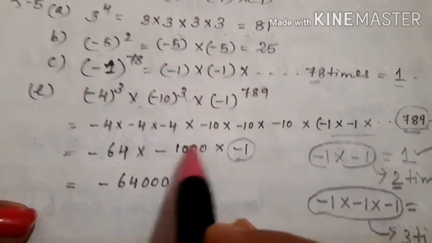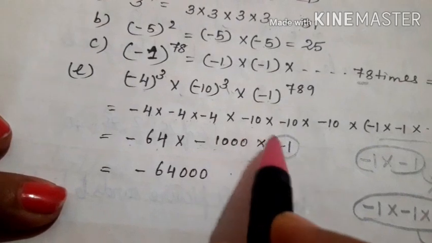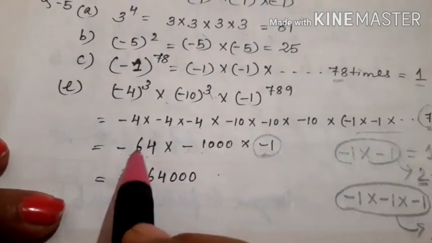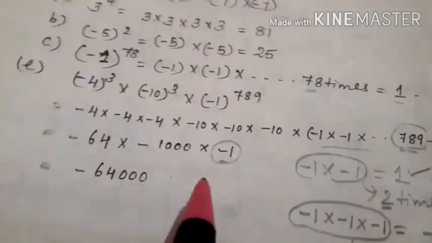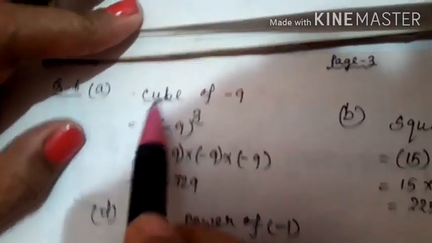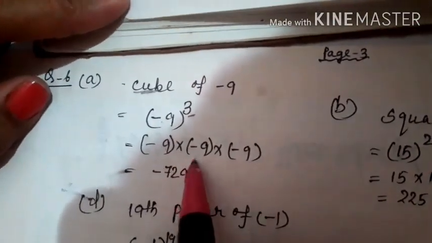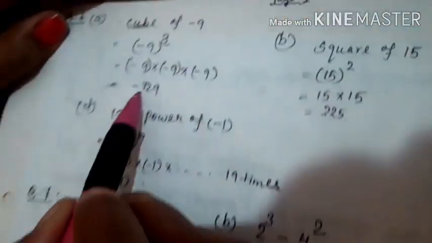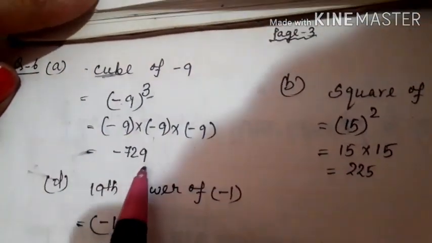Then you see 4 into 4 into 4 is 64, then 10 into 10 into 10 is 1000, minus 1000, then minus 1. Minus into minus is plus, then plus into minus is minus. Minus 64,000. Okay. See question number 6. Find the number which is cube of minus 9. Cube of minus 9, already I have told: minus 9 to the power 3. 3 means cube. Then minus 9 into minus 9 into minus 9, which is equal to minus 729.